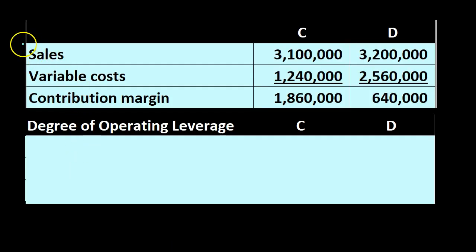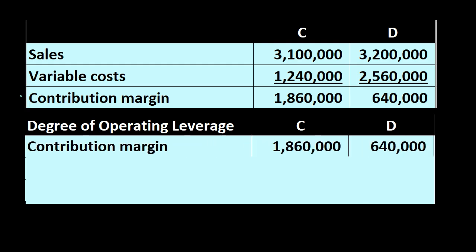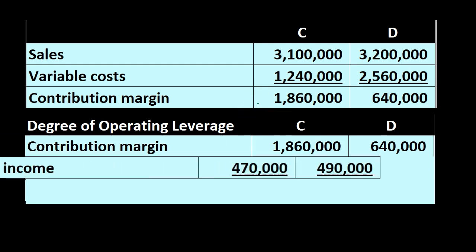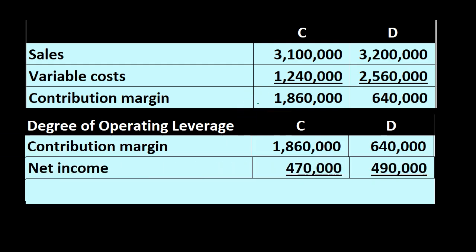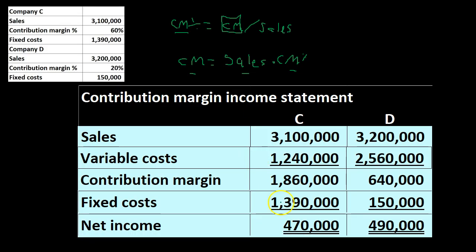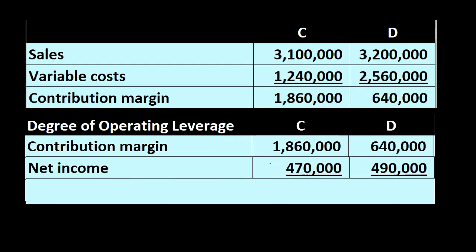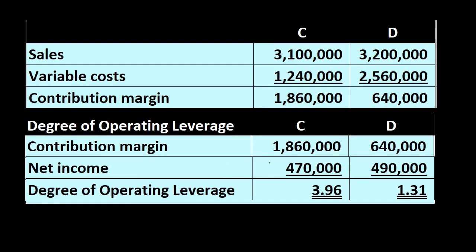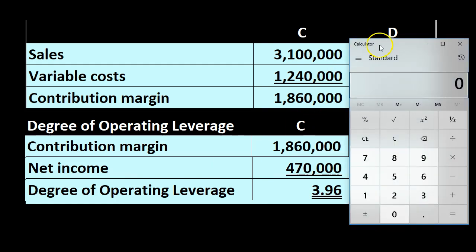Now we're going to take the top of that income statement, sales, variable cost, contribution margin, and calculate the new item we're considering here, the degree of operating leverage. This is the area we've been looking for. So here's the contribution margin we're pulling down. And then the net income is 470. We don't have that in our data set, but that's the 470 and the 490. And then if we divide those two out, we're going to get our degree of operating leverage.